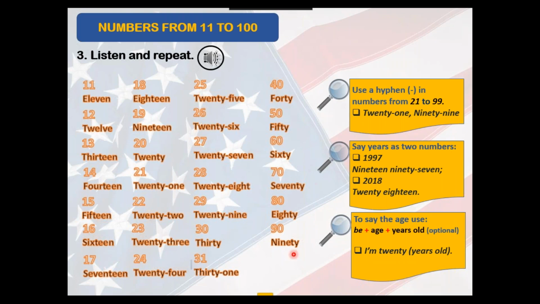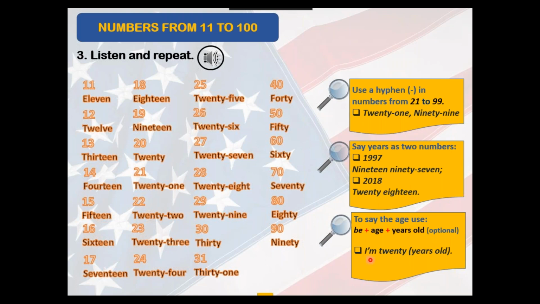Also these numbers are used to say the age. Age, pronunciation please, age. Age means edad. We have to use the verb to be, the verb be plus the age plus years old. But remember that years old is optional. It's not necessary to use and to write years old in all. No, not necessary. Okay, depends, up to you.